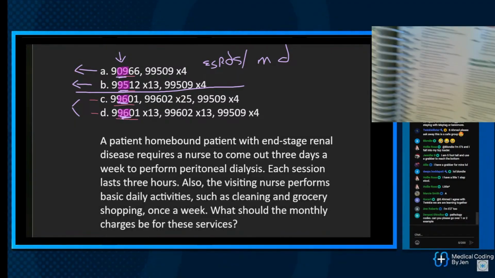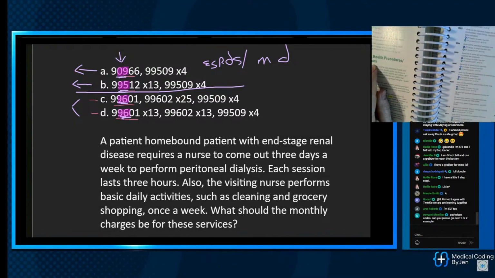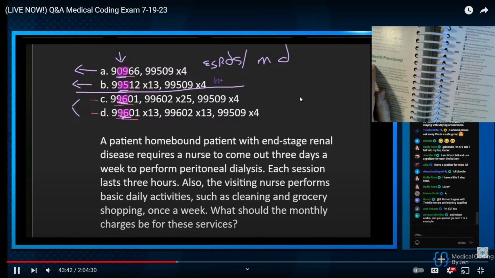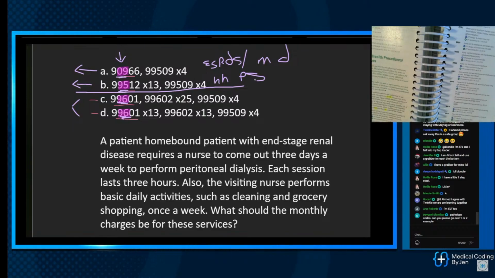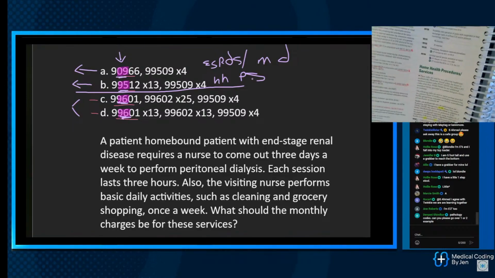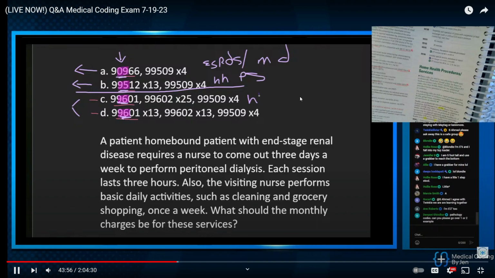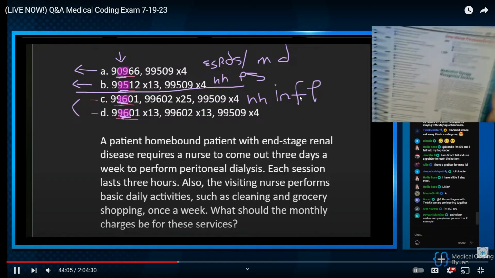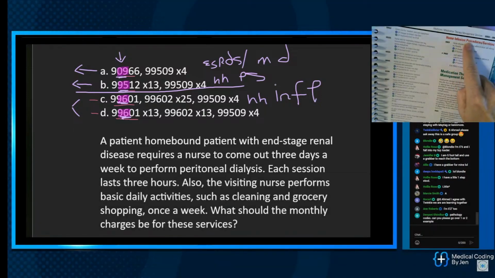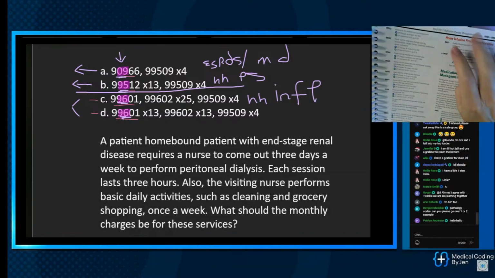995 is under home health procedure services. And 99601 is under home health infusion procedures. Headers before descriptors.